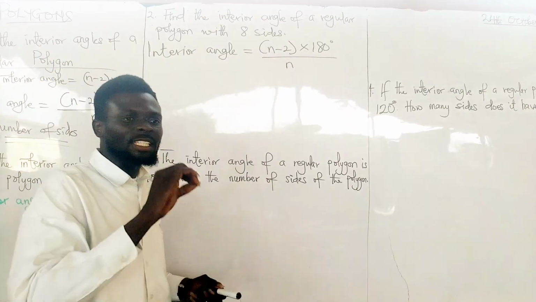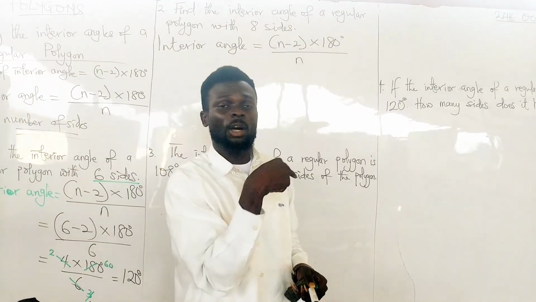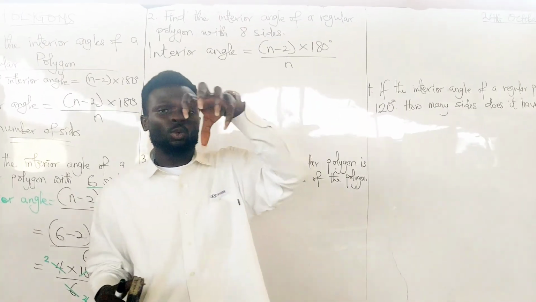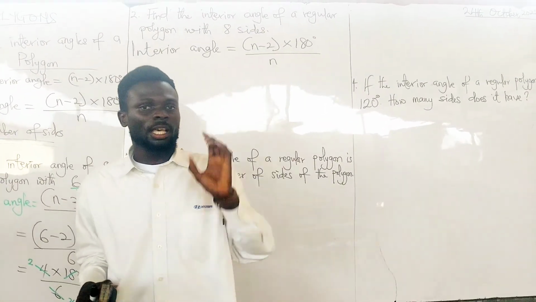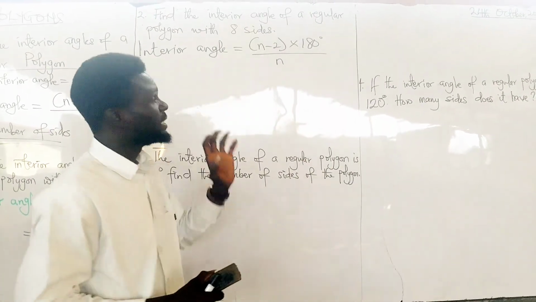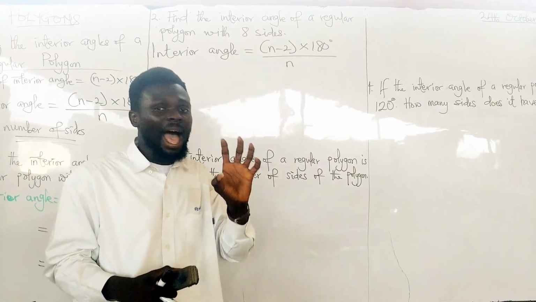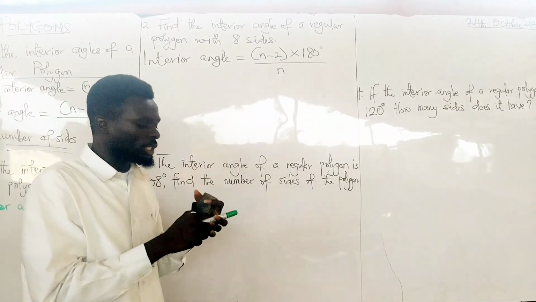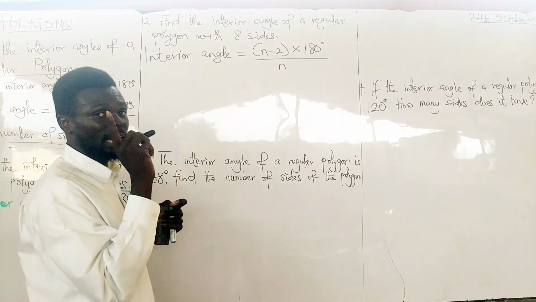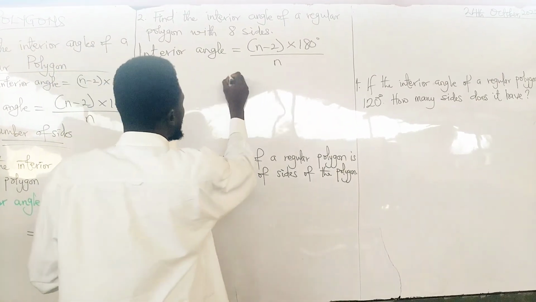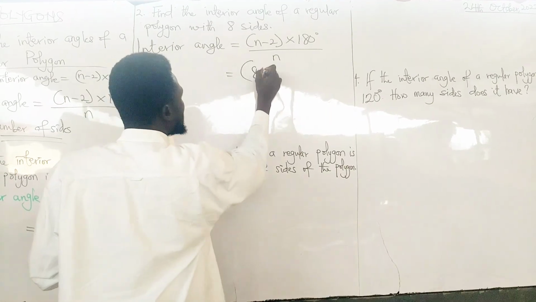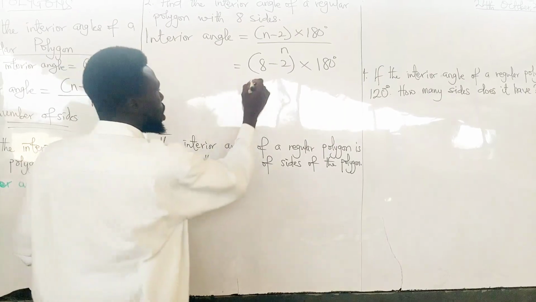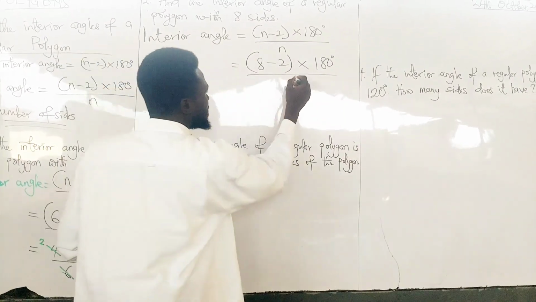So we have to get or know the number of sides from the question. If you are calculating interior angle, the question will give you the number of what? Sides. So with this question, the number of sides have been given as 8 sides. So do your substitution. What is n? The number of sides, which is 8. So in place of n, I am going to write 8 minus 2 times 180 degrees, all divided by n, which is 8.